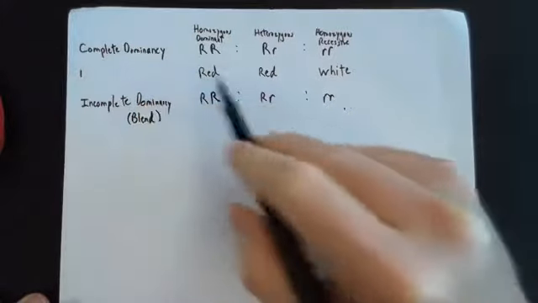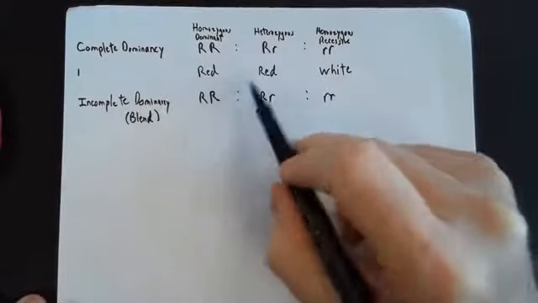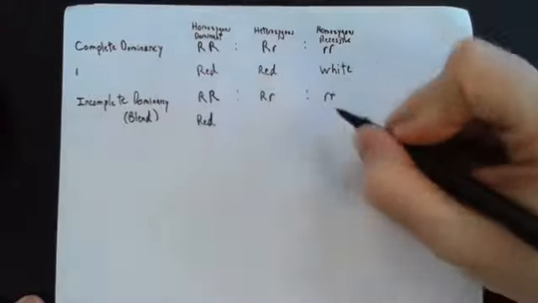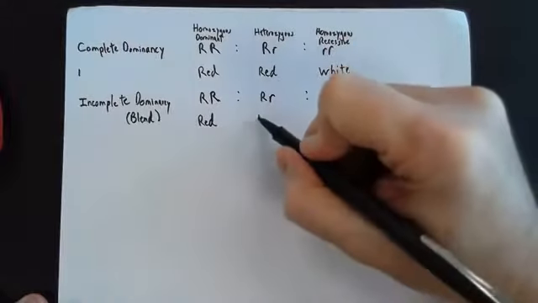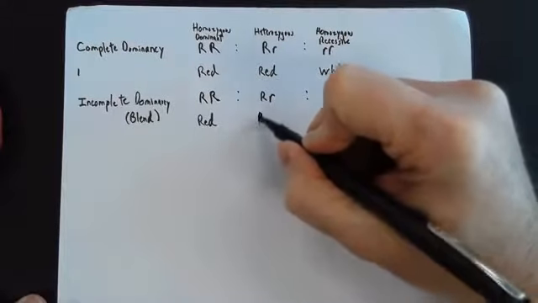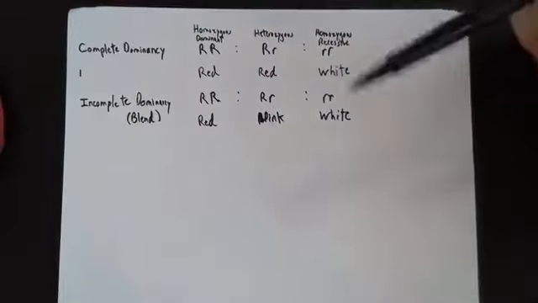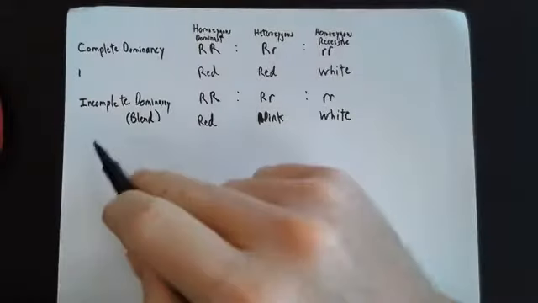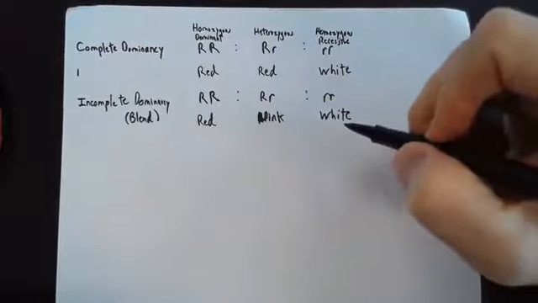Whereas in complete, the dominant rules over the recessive, so you get red and red. In incomplete, you're going to get like a pink. So let's write this in. Red, white, and then you get a blend of a pink. Alright, so that's what your incomplete is going to look like. Red, pink, and white.